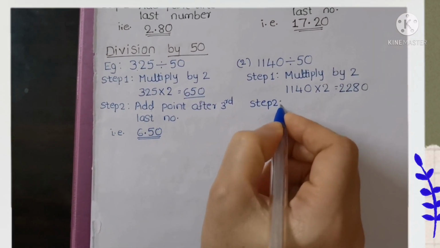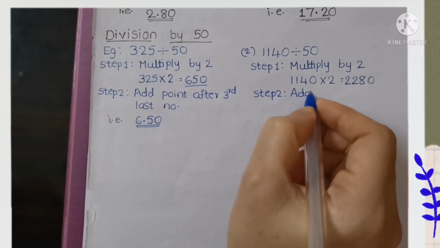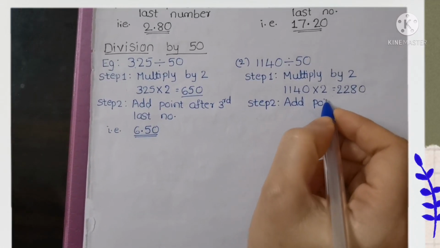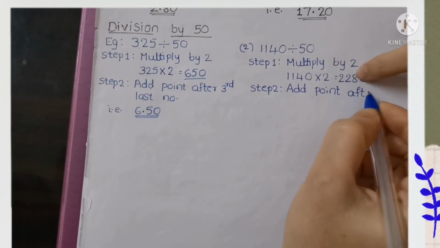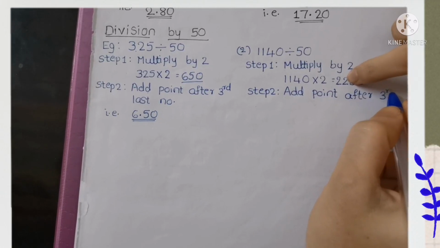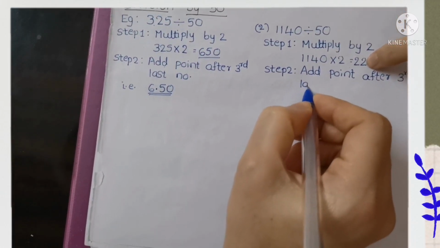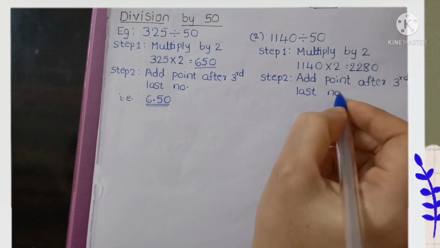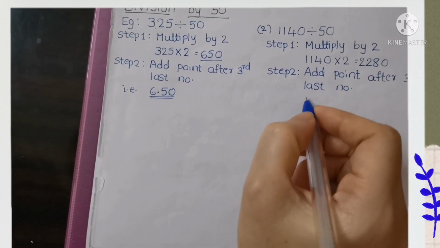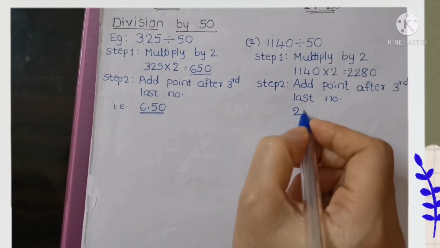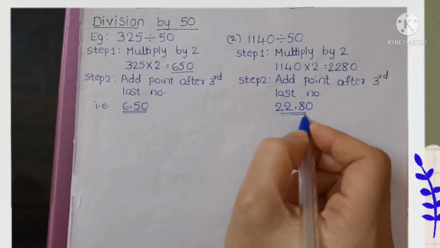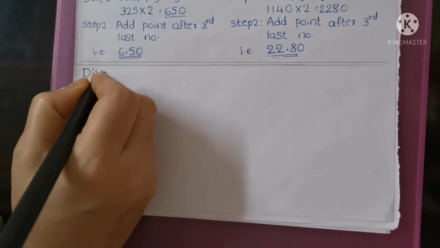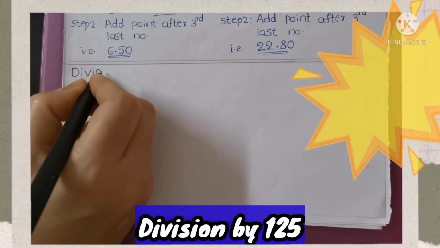In step 2, we have to add a point after the third last number. So this is our last number, this is our second last number, and this is our third last number. We have to add a point after third last number. So third last number is 2. So we will get the answer as 22.80. Let's move on to our next trick.